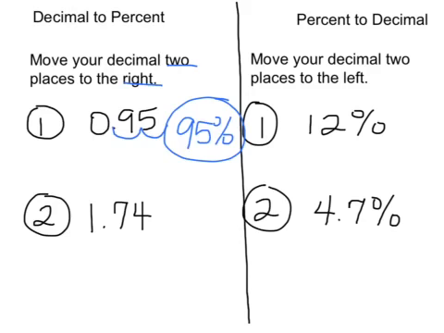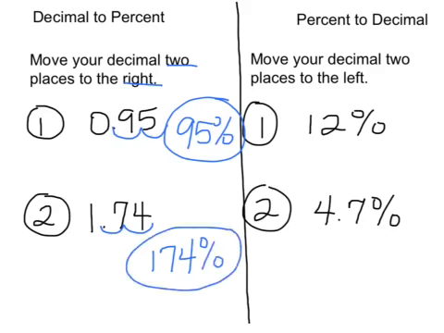In this next one, again, move it 2 places to the right, and we now have 174%. You can have a percent that is over 100. Think about if you ever have made a grade higher than 100 on a test. Perhaps there was extra credit. So percents can be out of something more than 100, but we always look at them out of 100.